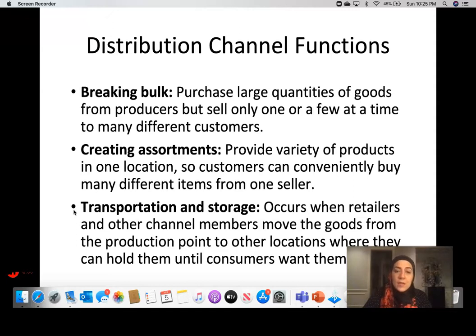Creating assortments. Distribution channels allow the consumer to go to just one store and find a variety of products, sometimes of completely unrelated products. Imagine the variety that you find when you walk into a place like Target, for example. Transportation and storage. We're able to get products through distribution channels that are manufactured from all over the country and all over the world.